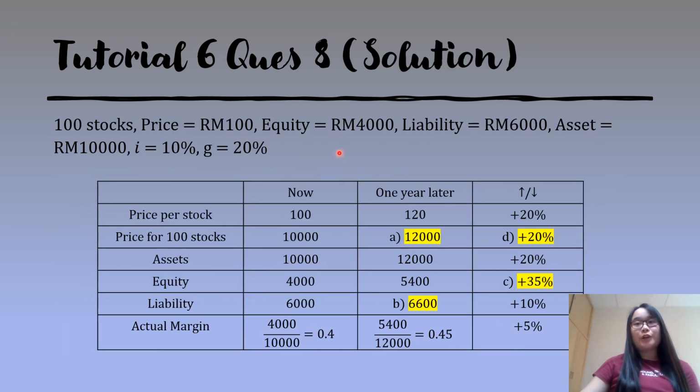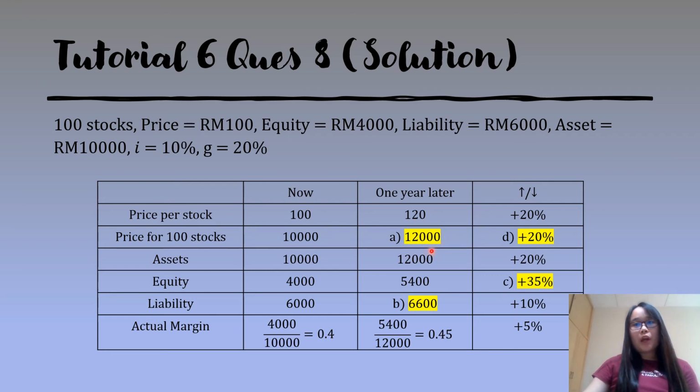So let's solve this question. This is the information given, and we will solve the questions one by one using this table. Question A: what is the year-end value of stocks? We know that the price per stock is 100 and the growth rate is 20%. So we just take 100 times 1.2, and we get 120. For 100 stocks, just times 100, so you'll get 12,000 for question A.